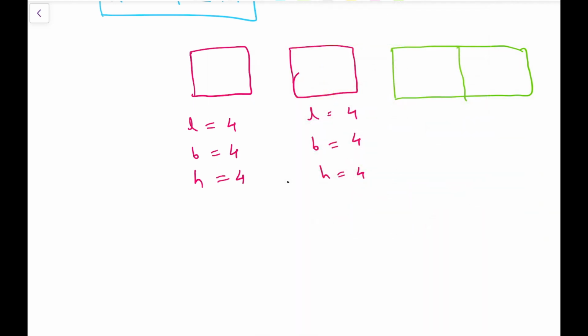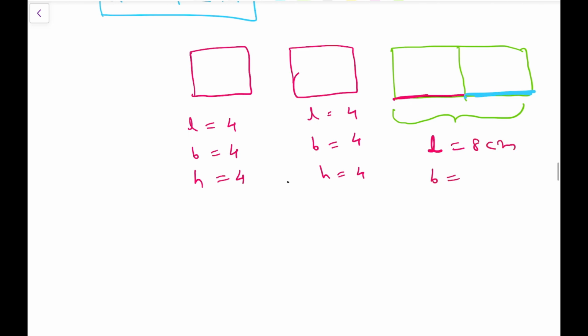Whenever you are joining two cubes side by side, there is no difference in terms of height and breadth. There is only a change in the length of the figure. So only length will be different, and breadth and height will be the same. From here to here it is 4, and the remaining part from here to here is 4, so the total length will become 8. The length of the resulting figure is 8 centimeter.